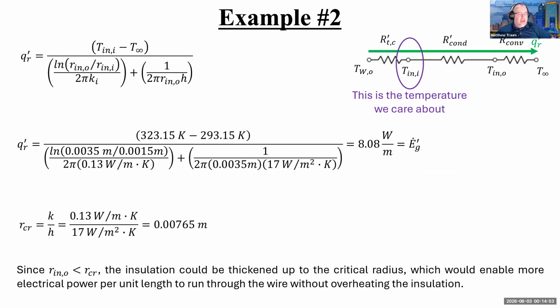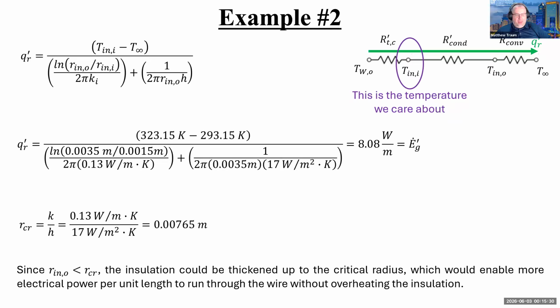So all I have to do now is solve this for the heat flux per unit length that gives me a temperature of 323.15 Kelvin at this spot. Again, protected by the contact resistance from the higher temperature of the wire. And I know everything else, right? I know these radii, I know the K values, I know the convection coefficients, I know everything. So I'm just going to plug it all in. And what I get is 8.08 watts per meter, right? The units are correct. It's power per distance.